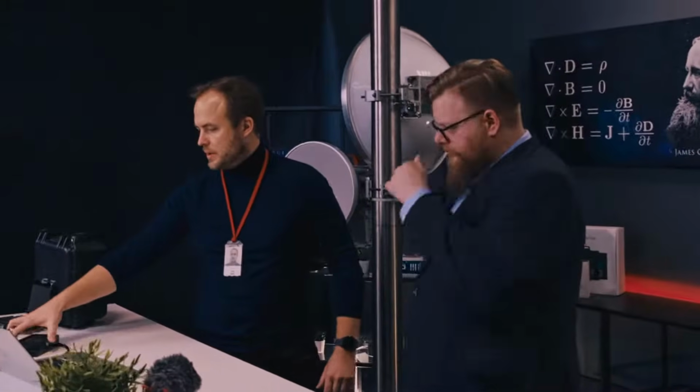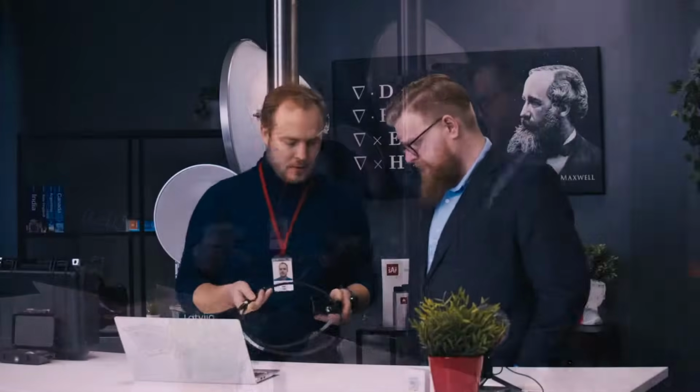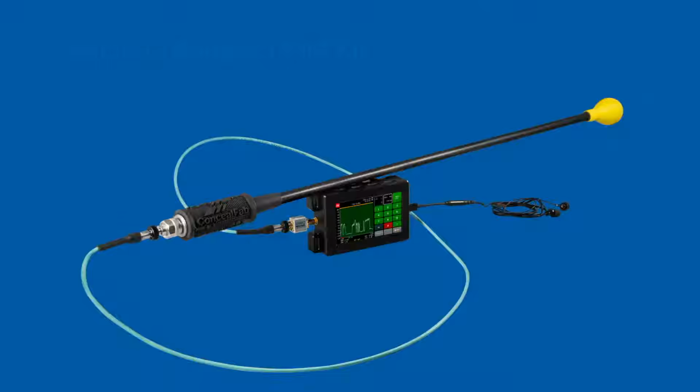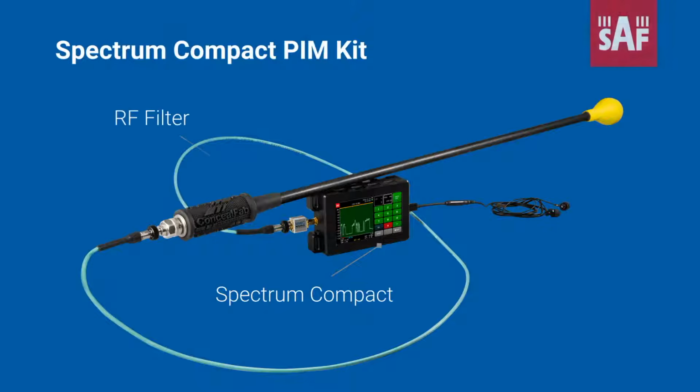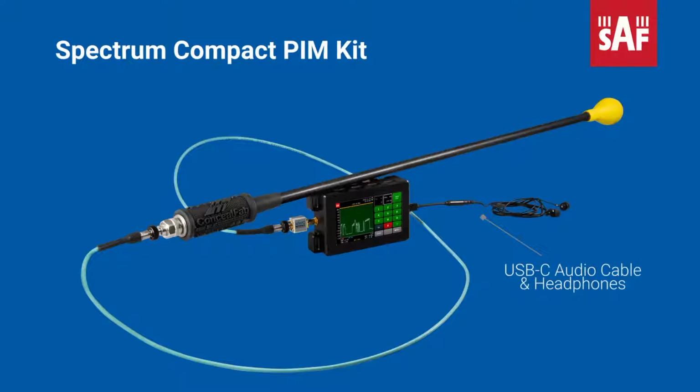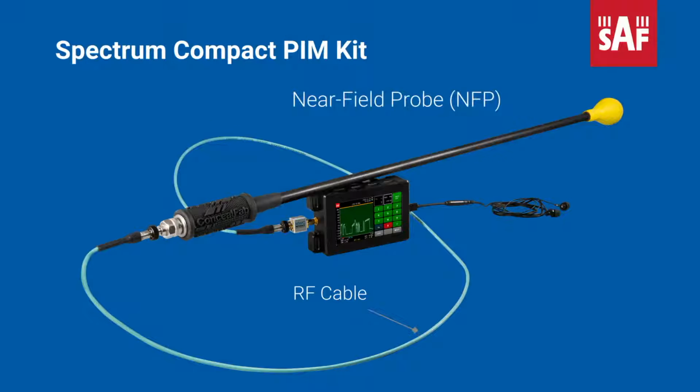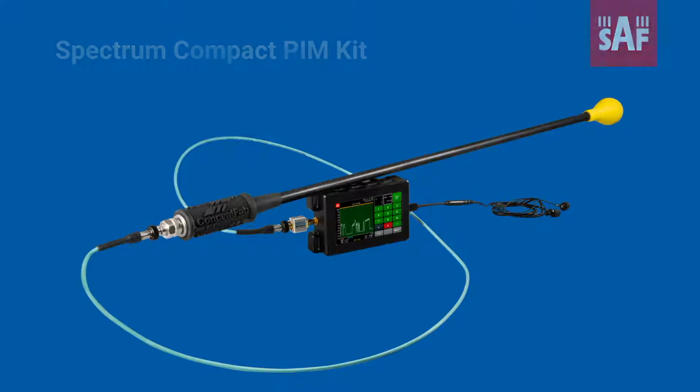Here we have the exact equipment that we would be using for locating external PIM. What we have is the Spectrum Compact Spectrum Analyzer. Then we have an RF filter that filters out the strong signal coming from the base station, and then a near field probe, which you would use to locate the exact location or object that is generating this passive intermodulation near the cell site.